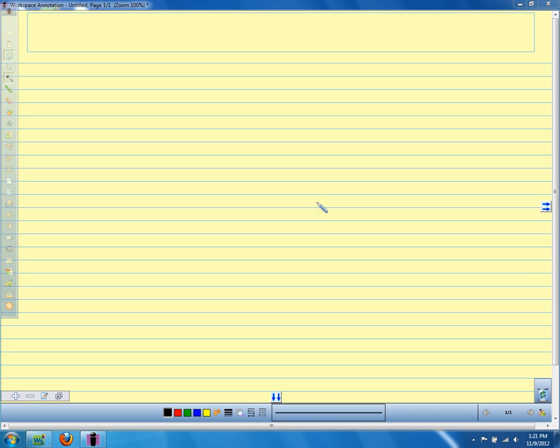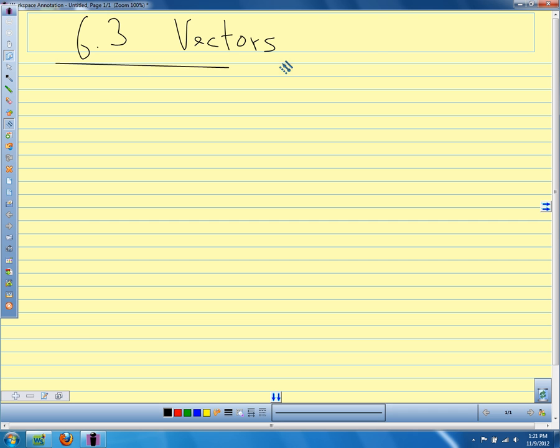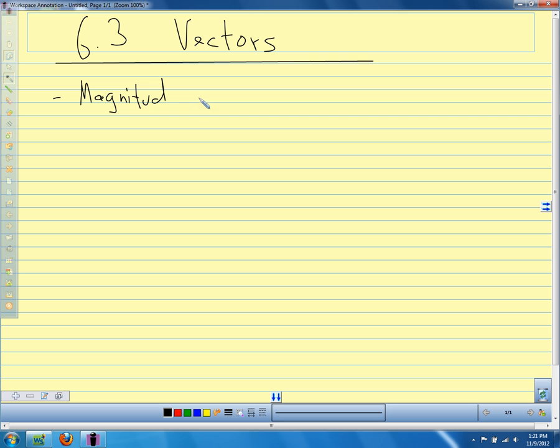So we're in section 6.3. All right, so vectors. What we're interested in with vectors is we're working with quantities that have both a magnitude and a direction.